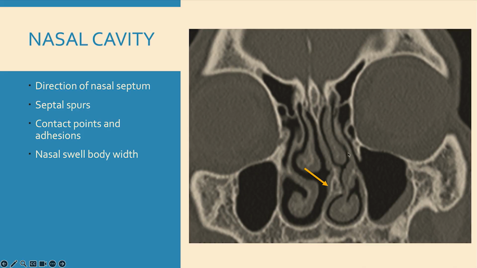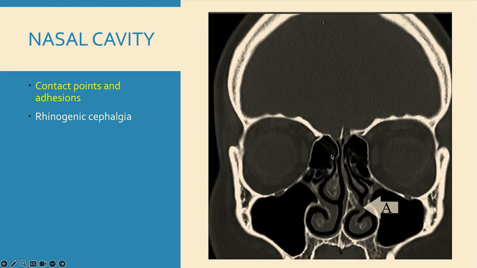They're so big. There's an idea called rhinogenic cephalgia, guys. There are papers out there in which people have unremitting headaches. They actually correct the nasal septum and the headaches go away. It's called rhinogenic cephalgia. They'll take down the septal spur and correct the curvature of the nasal septum, and the headaches go away.